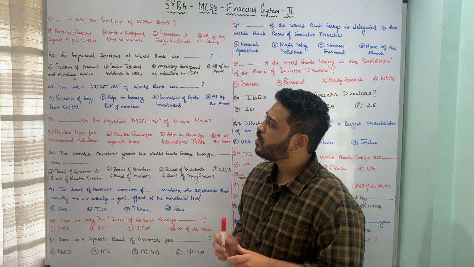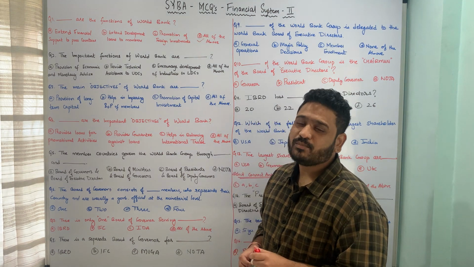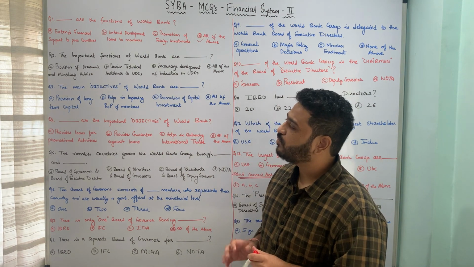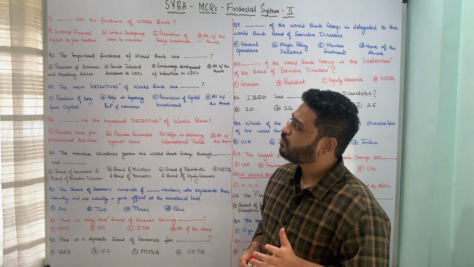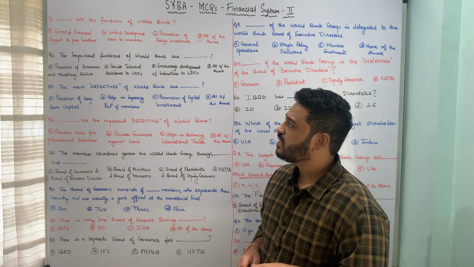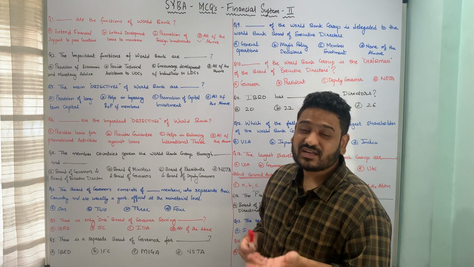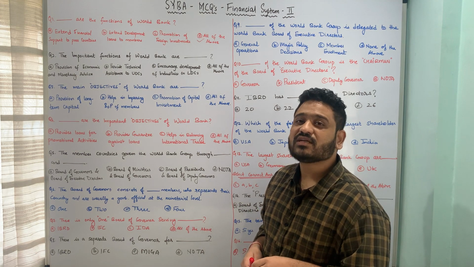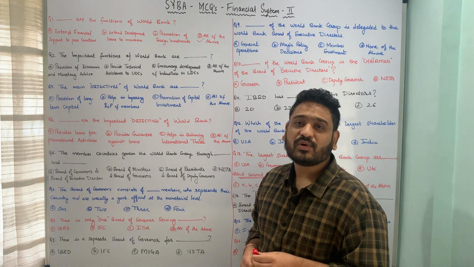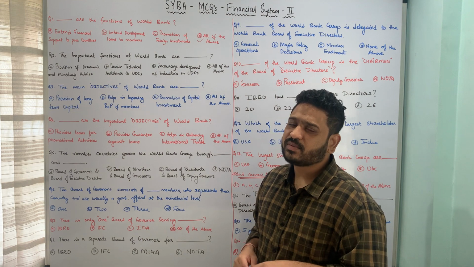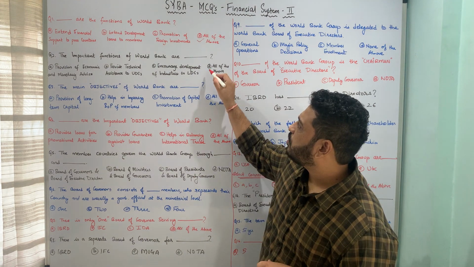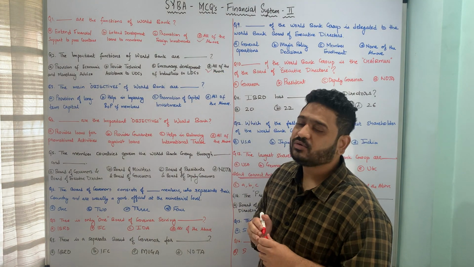So here again all these 3 points denote the important functions of World Bank per se, that is provision of economic and monetary advice, encouraging the development of industries in least developed countries or underdeveloped countries, and also providing technical assistance to underdeveloped countries. So here option D, all of the above, is the correct answer to this particular question.